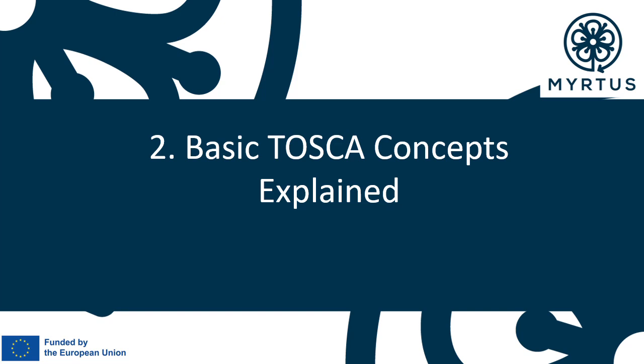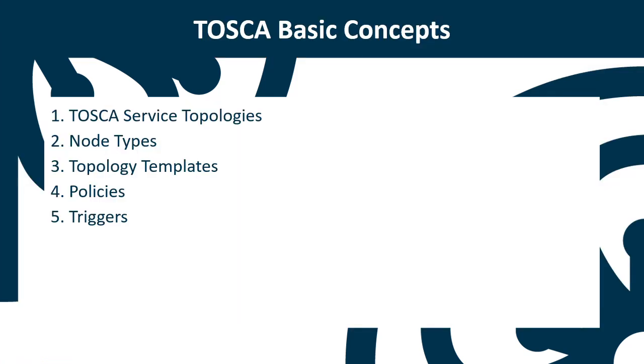Let us begin by explaining some basic Tosca concepts. First, we have Tosca service topologies. This is the full plan of your application. It shows all parts of your application, from software to hardware, and how they work together.